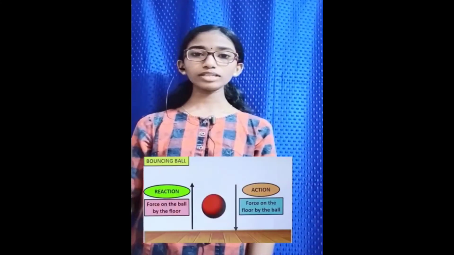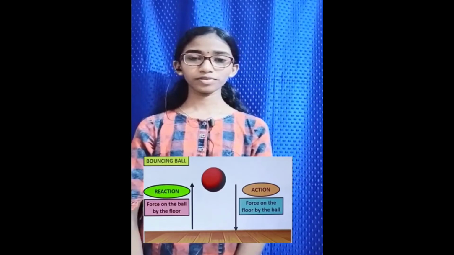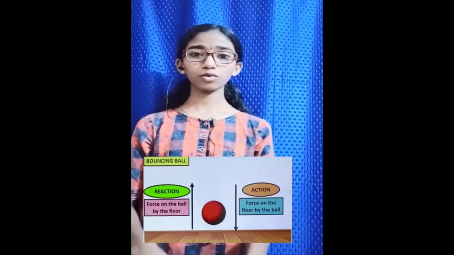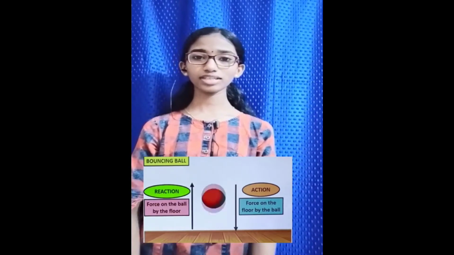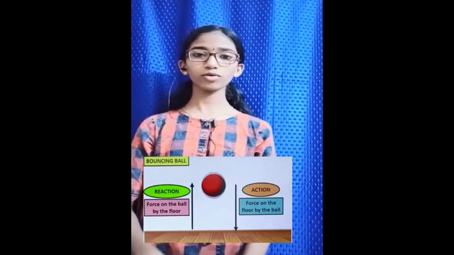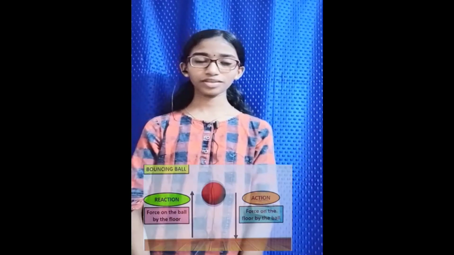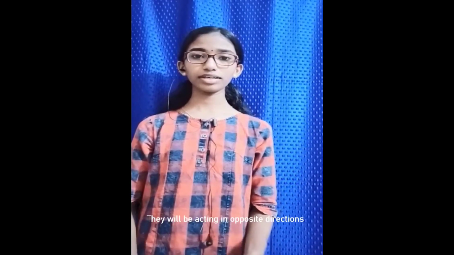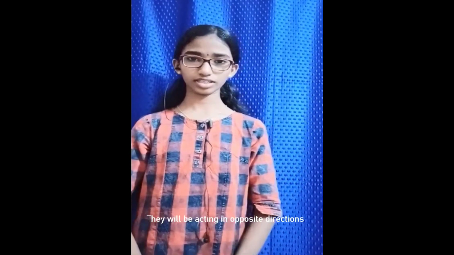Here is an example. A ball is bouncing on the floor. The force exerted by the ball on the floor is known as its action, and the force exerted by the floor on the ball is known as the reaction. According to Newton's third law of motion, the magnitude of action will be equal to the magnitude of reaction, but they will be opposite in direction.